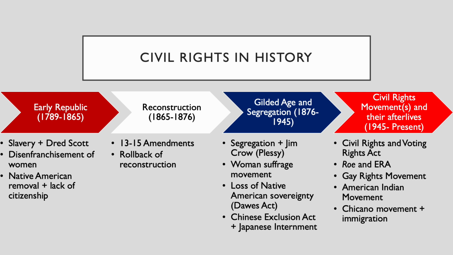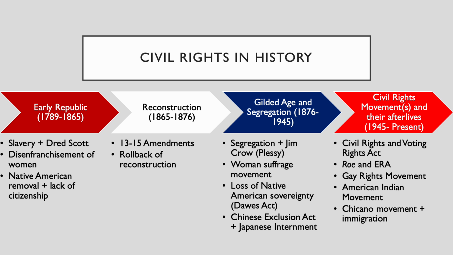After World War II, we enter the civil rights movements and their afterlives. The civil rights movement begins in earnest in the 50s, with the Montgomery bus boycott and Brown versus Board of Education, and culminates in 1964 and 65 with the passage of the Civil Rights Act and the Voting Rights Act. Women's movements expand, especially focusing on equality with their movement around the Equal Rights Amendment and the question of reproductive equality and reproductive rights with Roe versus Wade, before it was then overturned.